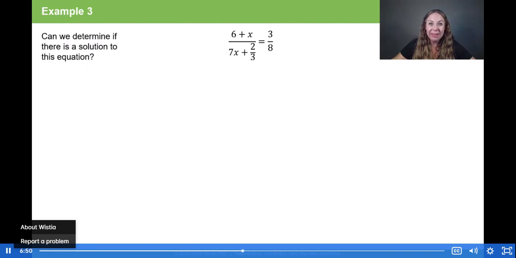How did it go? Let's check. Remember, we may have solved it in different ways, and that is okay, as long as our final solutions are the same. The first thing is to cross multiply to create the equation 8 multiplied by the quantity 6 plus x equals 3 multiplied by the quantity 7x plus 2/3. Using the distributive property, we see that 48 plus 8x equals 21x plus 2.